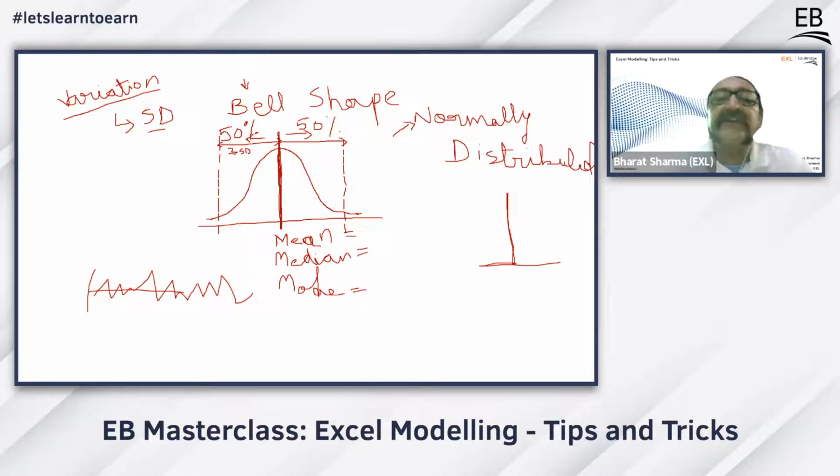So he says that if you go 3 standard deviations on the left and 3 standard deviations on the right, you will have 99.73% of your data between these 3 standard deviations on the left or the right. Okay, which is almost, if you round it up, 100%.